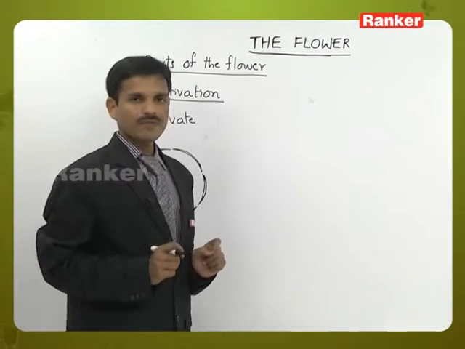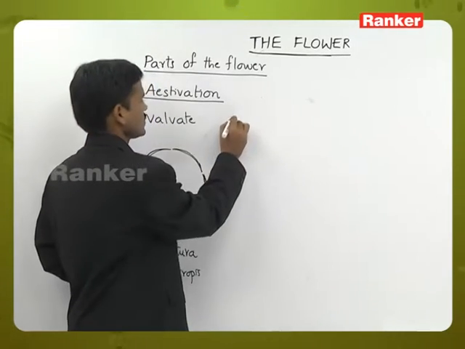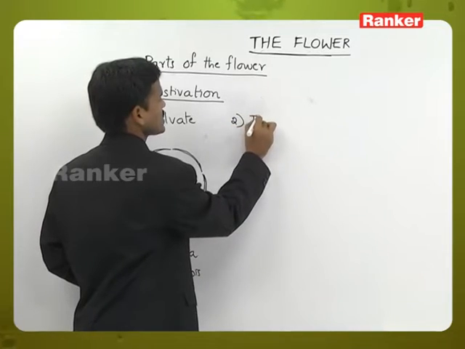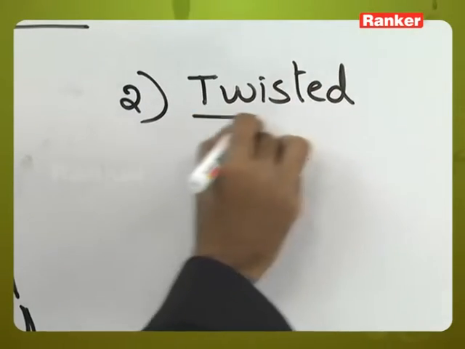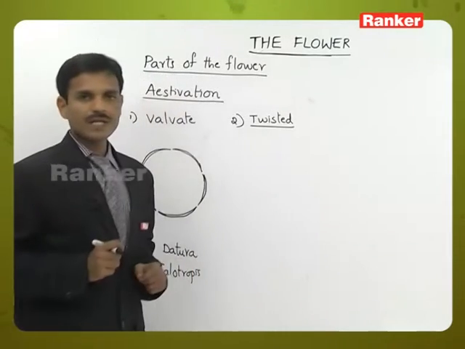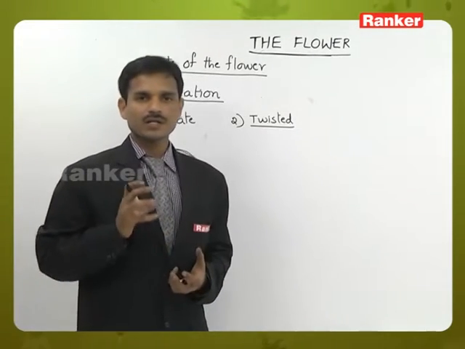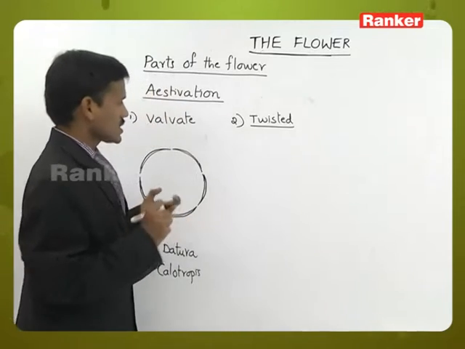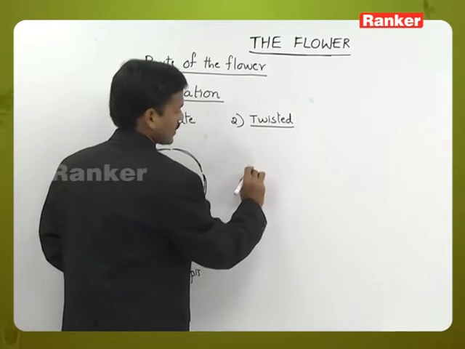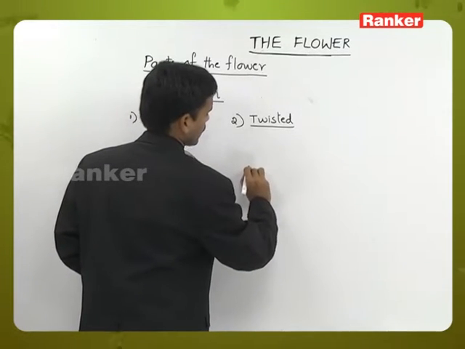The second type of aestivation is the twisted type of aestivation. In the twisted type, the floral parts are overlapping, each and every floral part is overlapping.